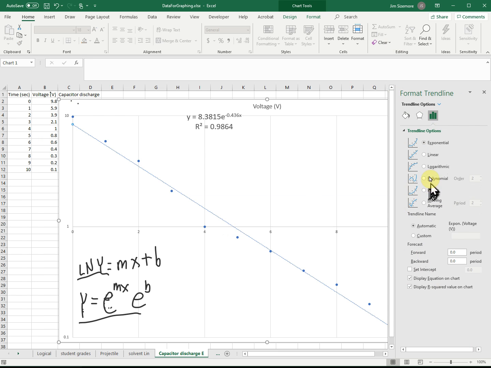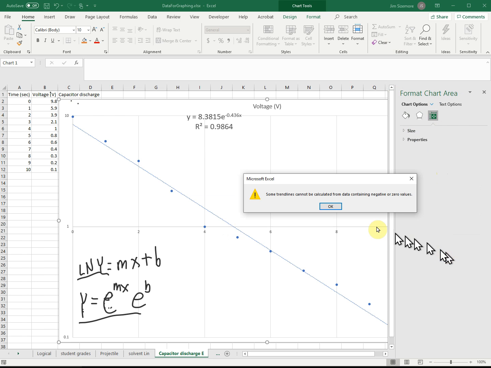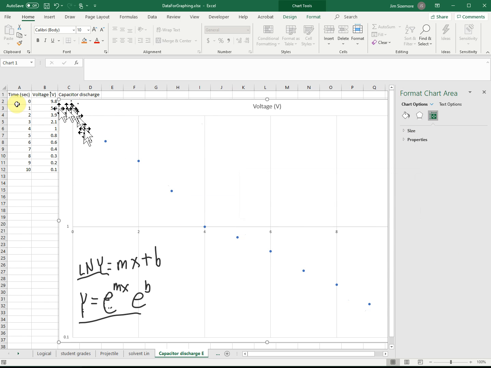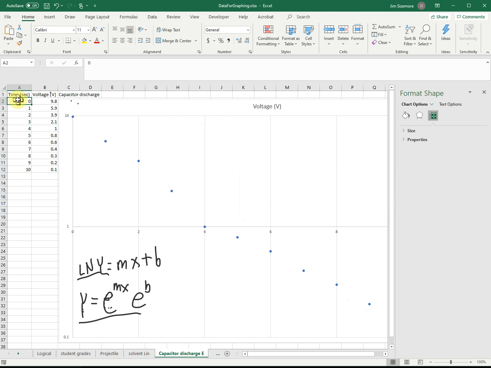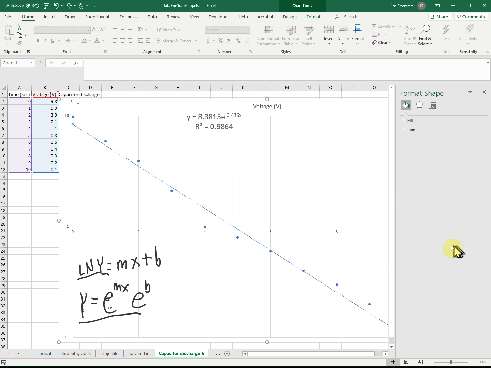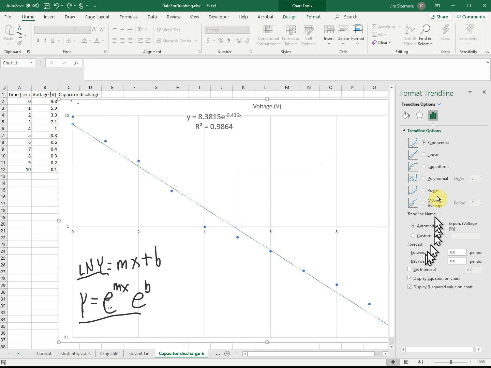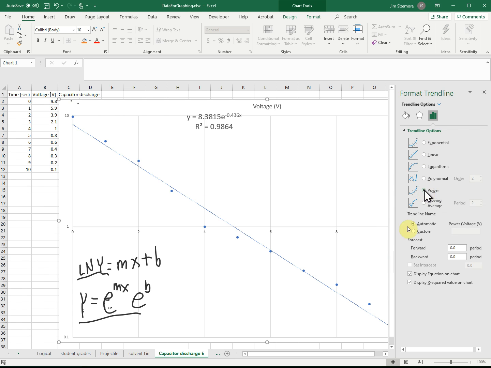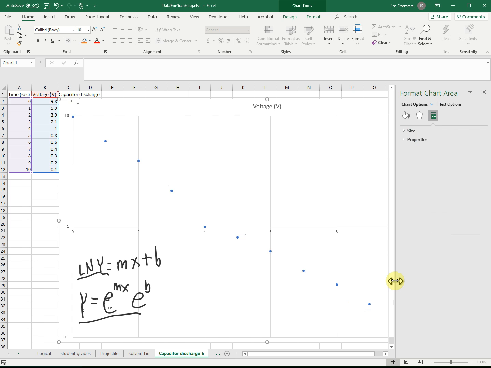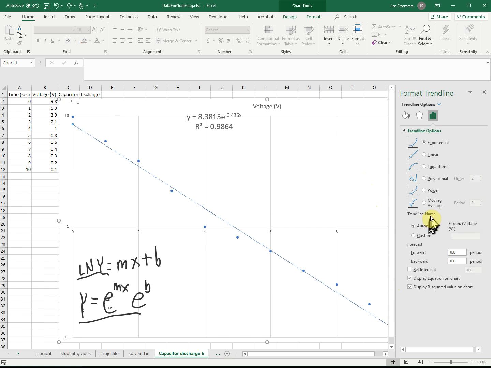Now let's try the other options. Logarithmic. Okay, so logarithmic doesn't like the fact there are 0 values here. Control Z. There. I got my exponential back up. It doesn't like logarithmic for the same reason it's not going to like power. And it doesn't even give me the option of power.